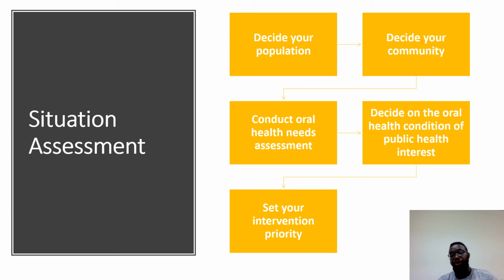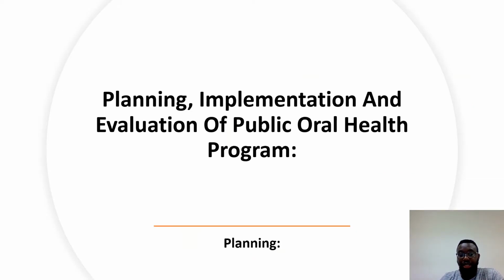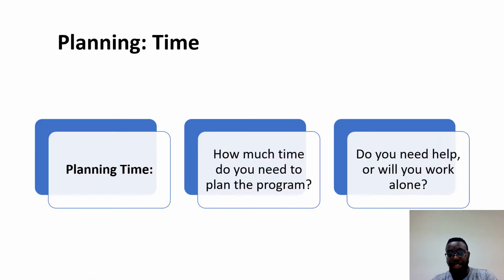Okay, so when you have set out your intervention priorities, then you can now move on to the assessment, to the planning of your program. Okay, so this stage will be the planning stage. So at the planning stage, there are things you need to consider. So what I've done in this teaching is to get a bunch of questions that you need to ask yourself in order to help you plan the program effectively.